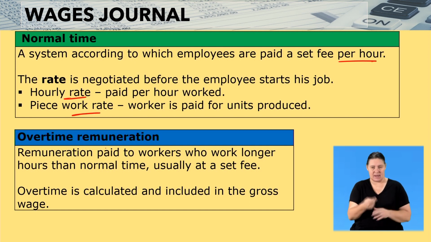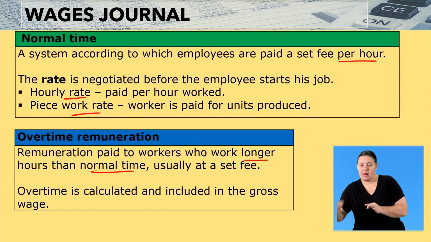There is also what we call overtime. This is remuneration paid to workers who work longer hours than the normal time. For example, if you start work at 8 and you're supposed to finish at 5, it can happen that by the time you get to 5 p.m., there's still work to be completed. Then you can continue working, but you are now working beyond your normal time. Therefore, you are now within the overtime area.